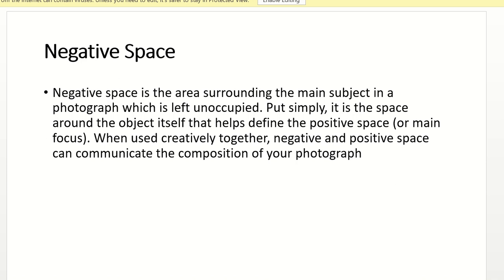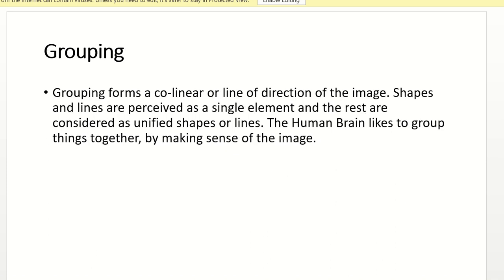Then let me discuss grouping. Grouping forms a collinear or line of direction of the image. Shapes and lines are perceived as a single element, and the rest are considered as unified. So grouping is just a line of direction of the image. Whenever you want to take a picture, you have to group it accordingly to come up with what you want, or to come up with a good image that you deserve as a photographer. I'm sorry for that.